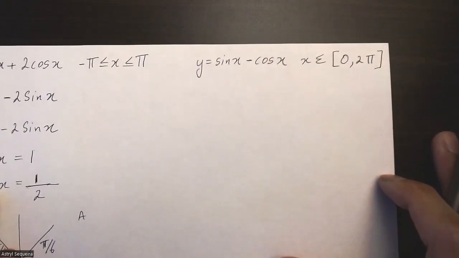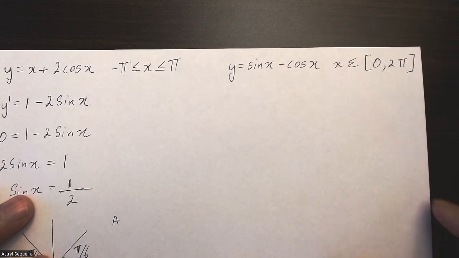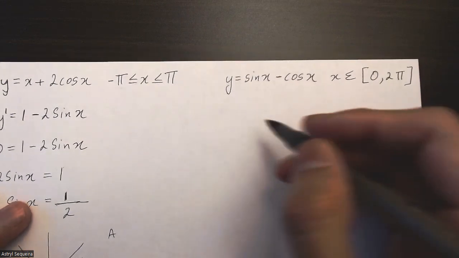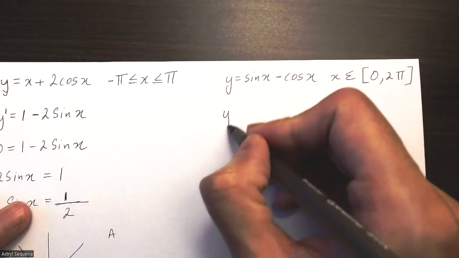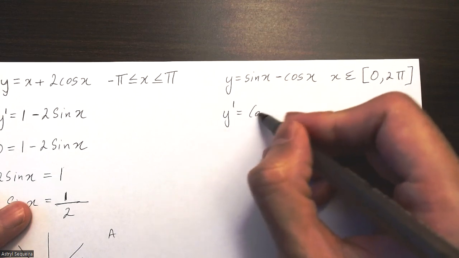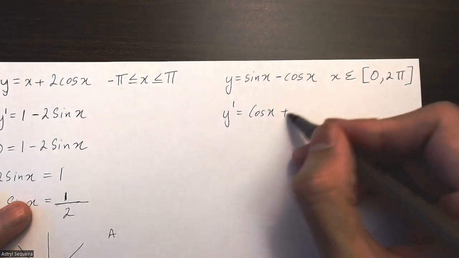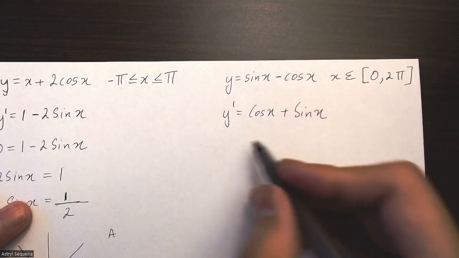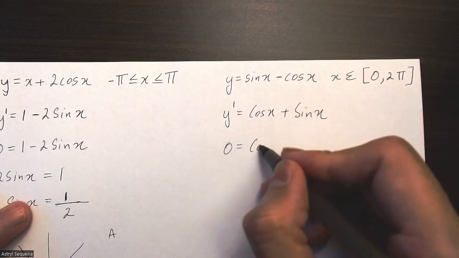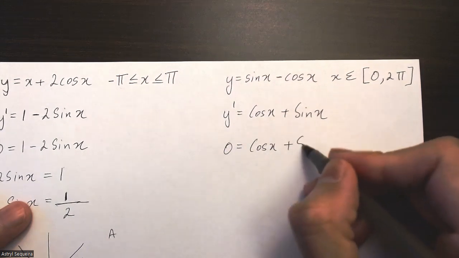Okay, let's go to the second and third question over here, which are just for practice. Same steps, so I'm going to go through them a bit more quickly. Derive it first, so this is just cos x plus sine x, and I want to make it equal to 0 and solve it.